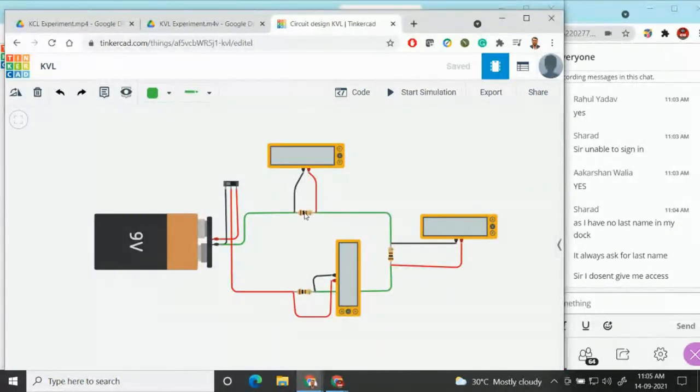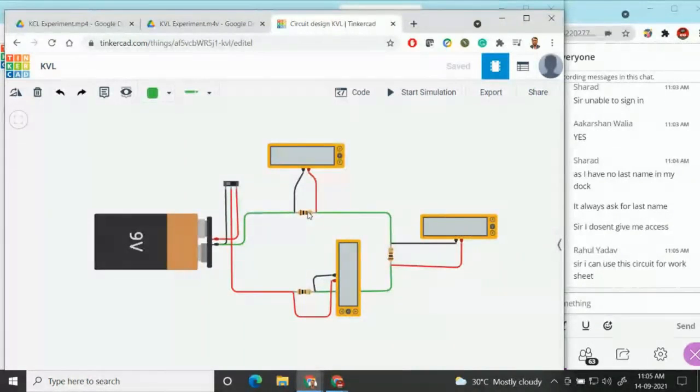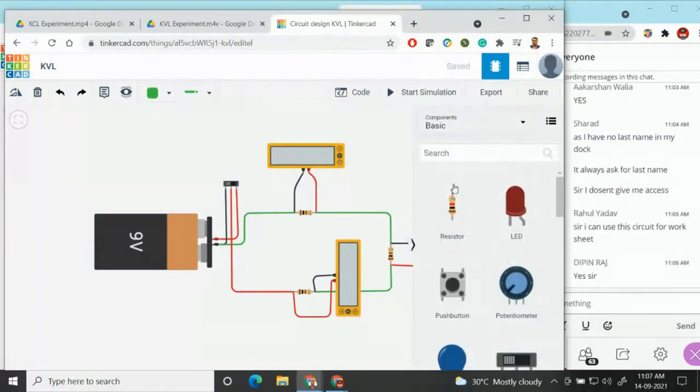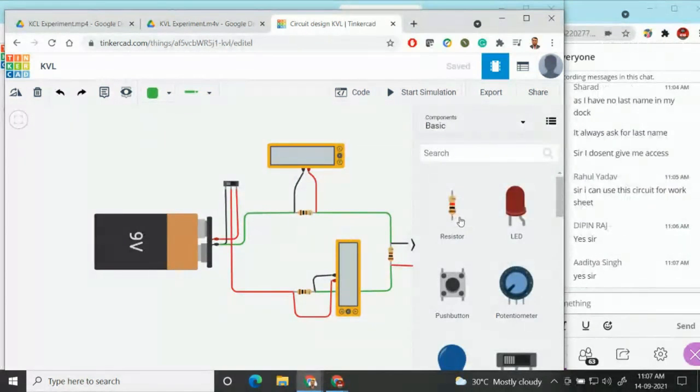And across this resistor we have placed one multimeter that is connected in parallel to this particular resistor. So whenever you want to calculate the voltage, you have to select the multimeter in parallel. That's why we are using this multimeter in parallel with the resistor. Every time you want to calculate the voltage, you have to connect the multimeter in parallel to the resistor.